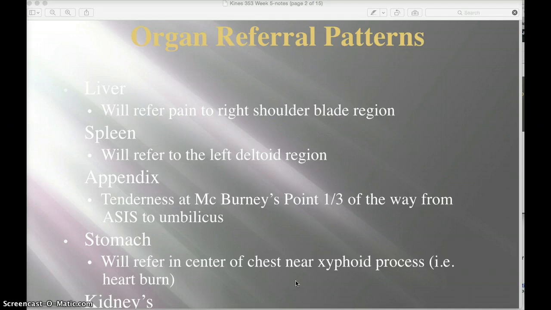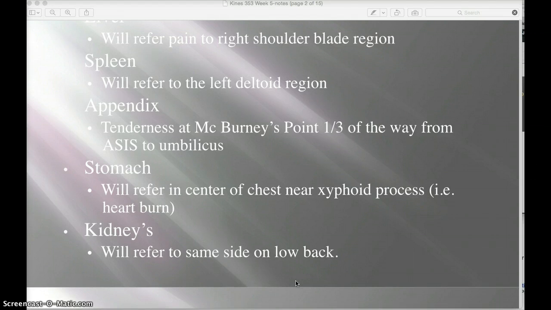And the stomach, if there's any injury to the stomach, there will be referred pain to the chest near the xiphoid process. And as far as the kidneys goes, there would be referred pain to the same side on the low back.